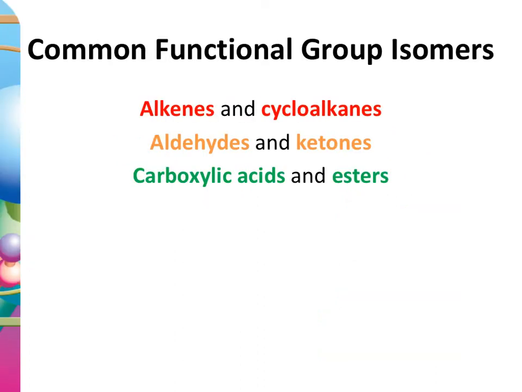So to consolidate functional group isomerism, the pairs of functional group isomers that go together are alkenes and cycloalkanes, which is what we had in the previous example question; aldehydes and ketones, although that's really not going to appear until probably the end of year 12; and then carboxylic acids and esters, which are really not going to appear until the beginning of year 13 when we do those topics.